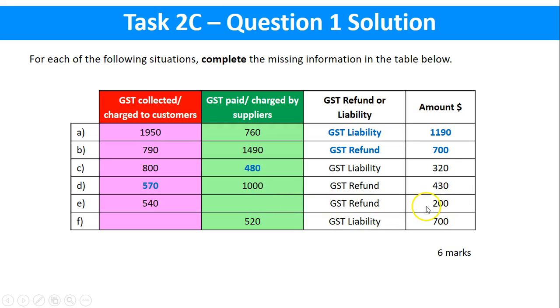The next one, we're going to get a refund back of $200 based on collections of $540, so that must mean we paid $740. And lastly, we've got $520 of GST paid. We're going to end up with a liability of $700, and that must be because we've collected $1,220 in GST, ending up with a liability of $700 to the government.